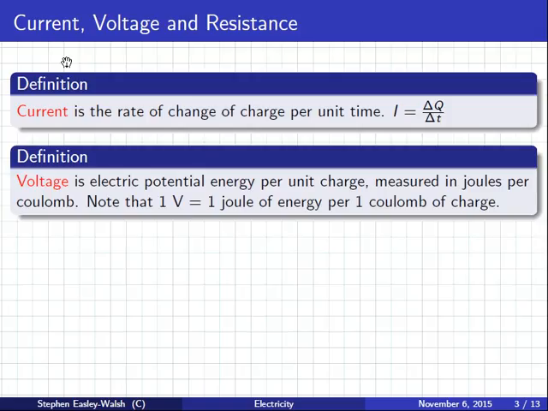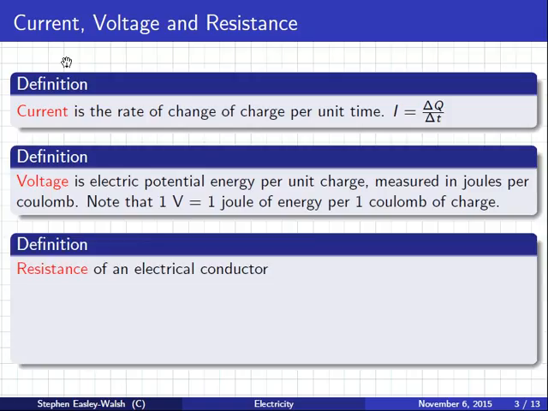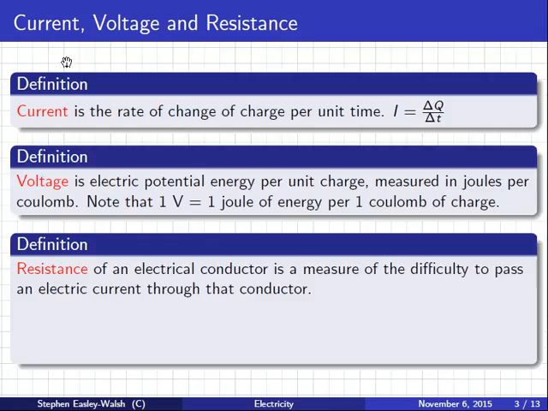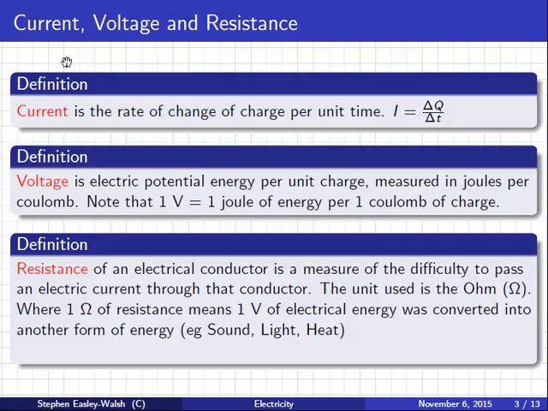Right. Resistance of an electrical conductor is a measure of the difficulty to pass a current through that conductor. The unit is the ohm. 1 ohm of resistance means 1 volt of energy was converted into another form of energy when 1 amp passes through the resistor. So I'll explain that in a bit more detail in a moment.